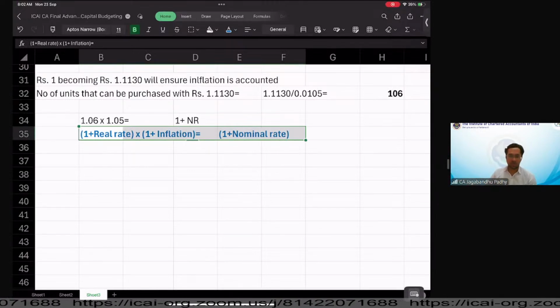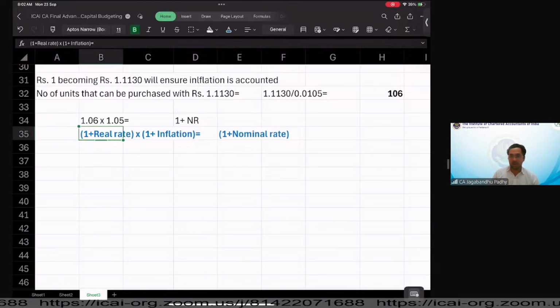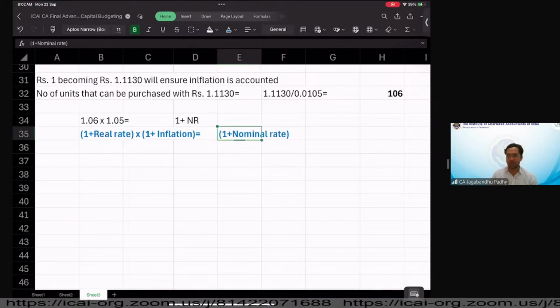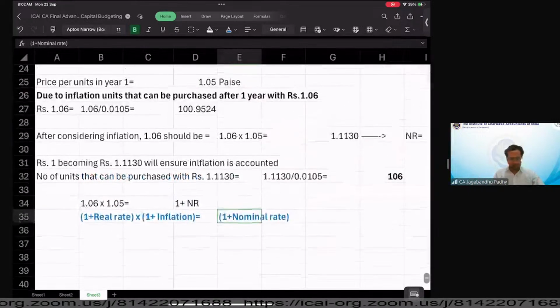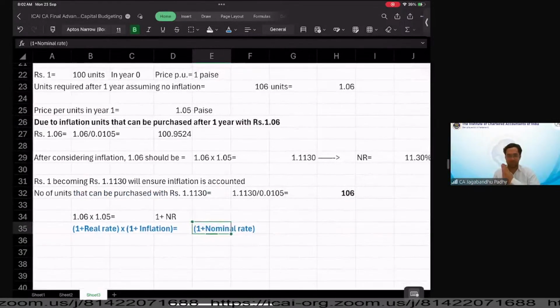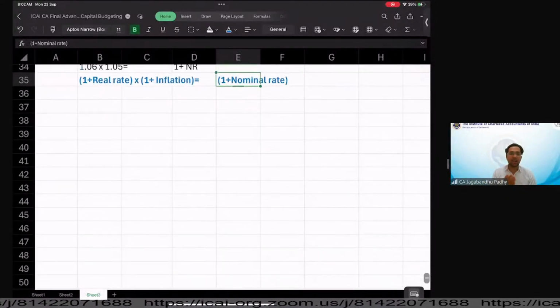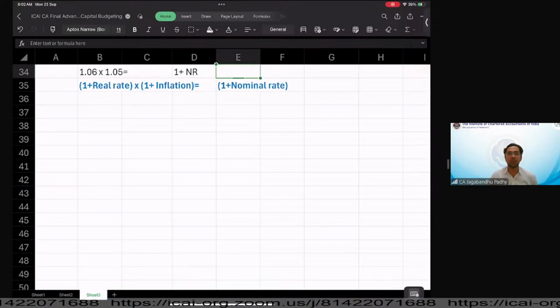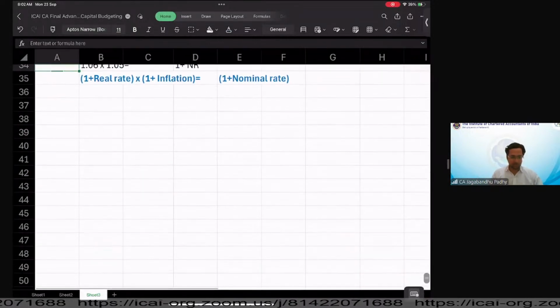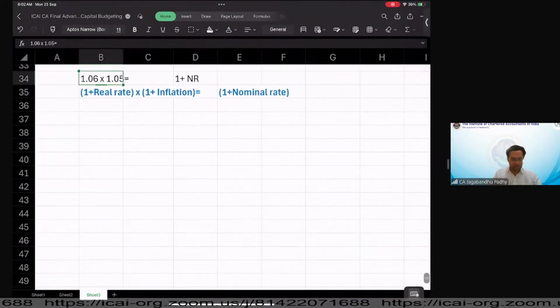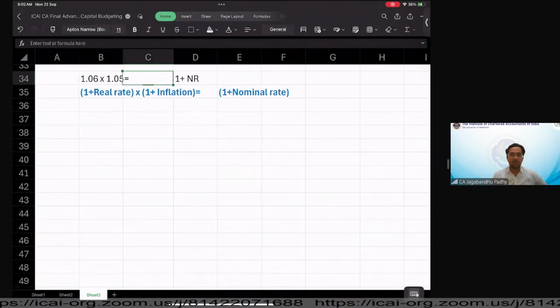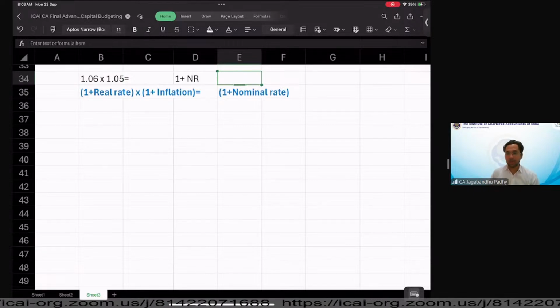Does this equation make sense to you now? 1 plus the real rate, you multiply it with the inflation rate, and then you get the nominal rate. Yes? Okay. I know it's a bit of calculation, but the idea is simple, fundamental. You cannot just add real rate and inflation to get the nominal rate. You need to follow the rule of compounding. 1 rupee becoming 1.06 after a year needs to again be adjusted for that year's price levels to arrive at the nominal. Okay, guys.